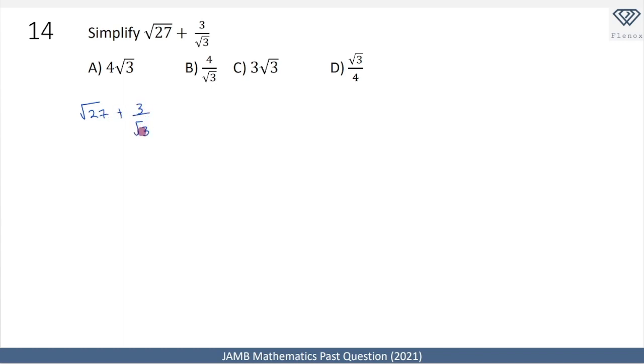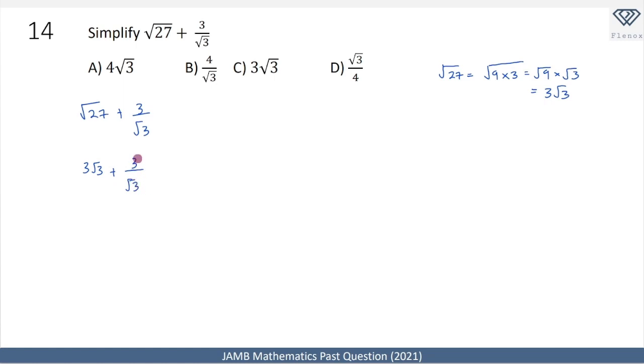Now before we solve any further, I would like us to simplify root of 27. So now we know that root of 27 can be written as what? 27 can be written as 9 times 3. So this is the same thing as saying root of 9 times root of 3. And we know that the square root of 9 is 3. So root of 27 is the same thing as writing 3 root 3. So this is the same thing as writing 3 root 3 plus 3 over root 3.